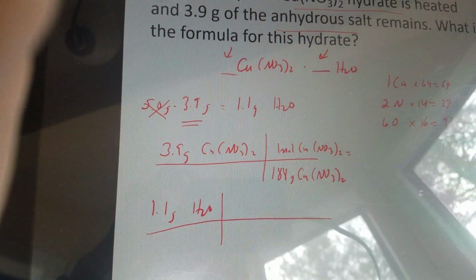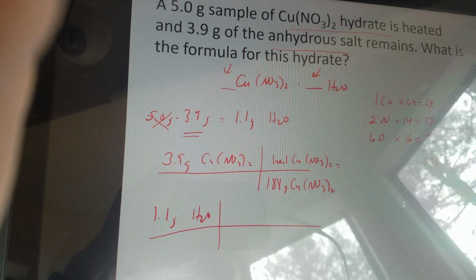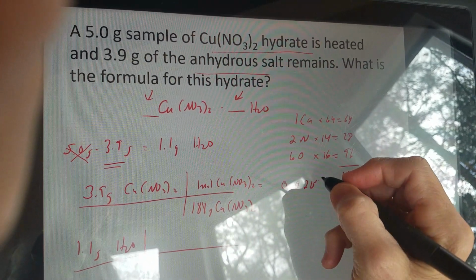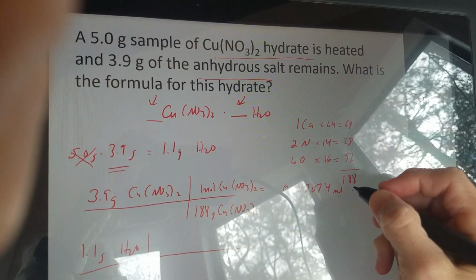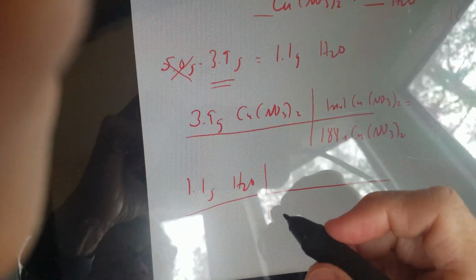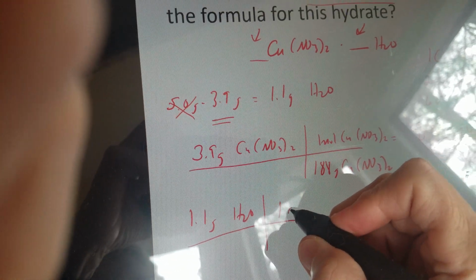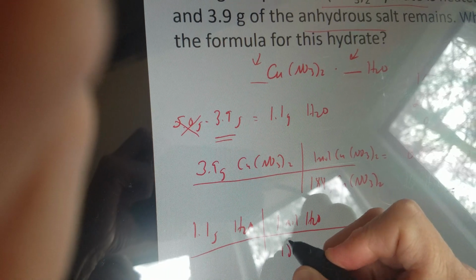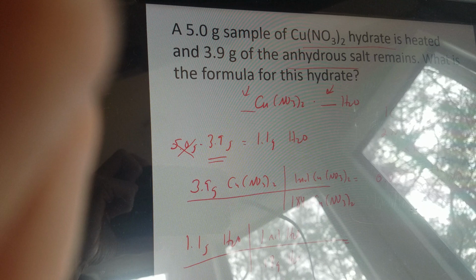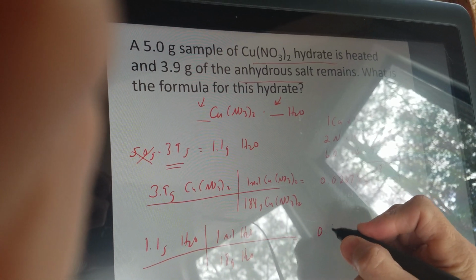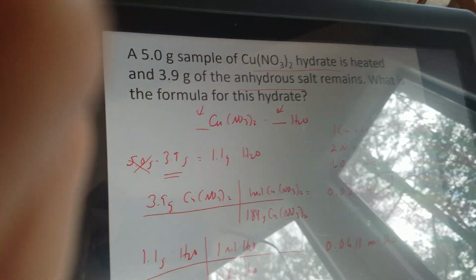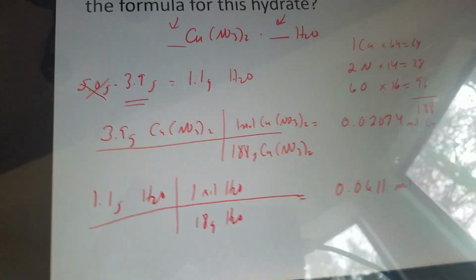I'll go ahead and calculate. I have 3.9 divided by my 188. That's going to give me 0.02074 moles of the copper nitrate. I'll do the same thing with the water. I know I have 1 mole of water with 18 grams of water, and it will be 0.0611 moles of water.